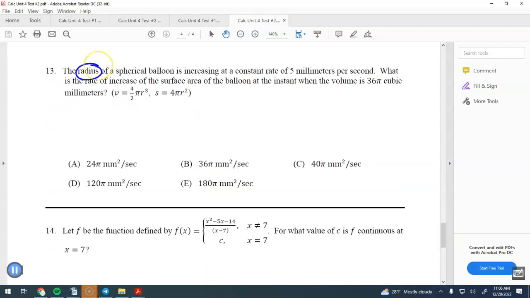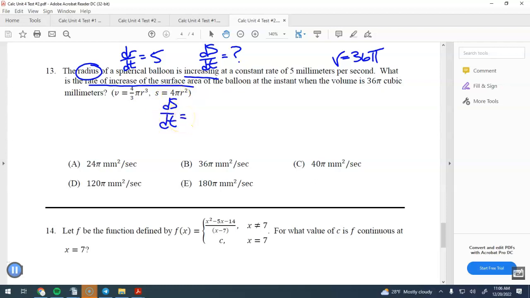I got radius is increasing, so dr/dt is 5. I'm looking for dS/dt because they're saying how fast is the surface area increasing. They're telling me the volume is 36 pi. And it looks like that's all I know. So since I want dS/dt, I'm going to want to take the derivative of the surface area equation. So dS over dt. And then bring down your 2. So this will be 8 pi r times dr/dt.